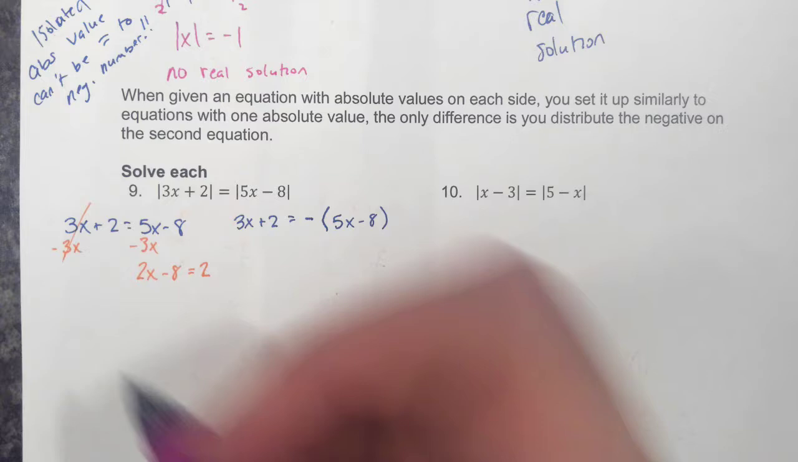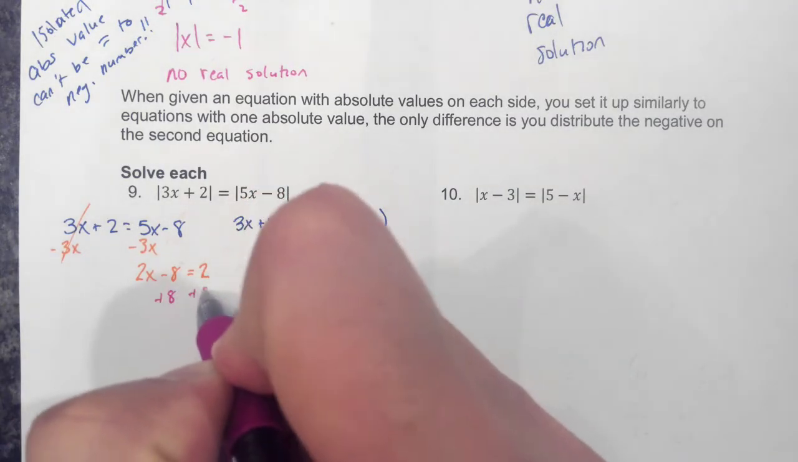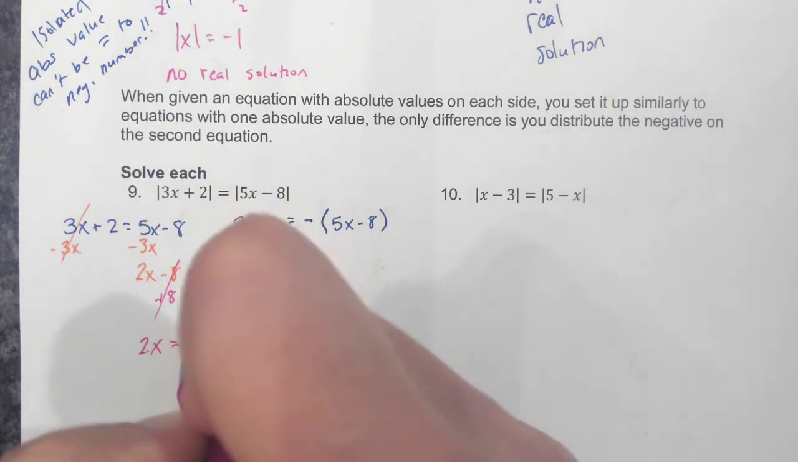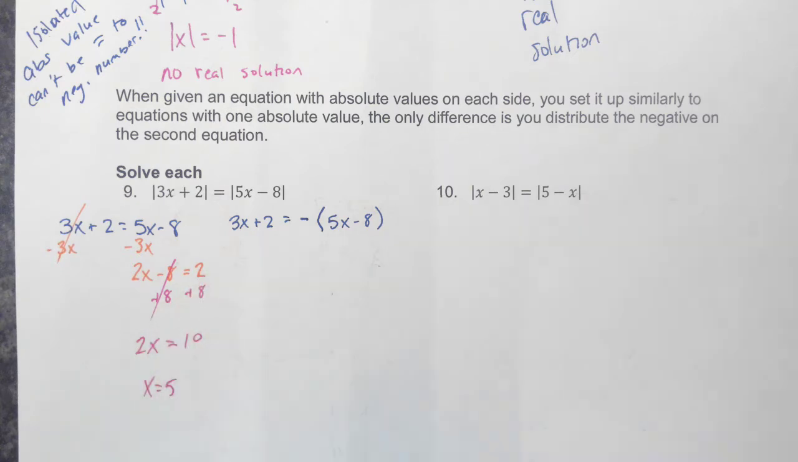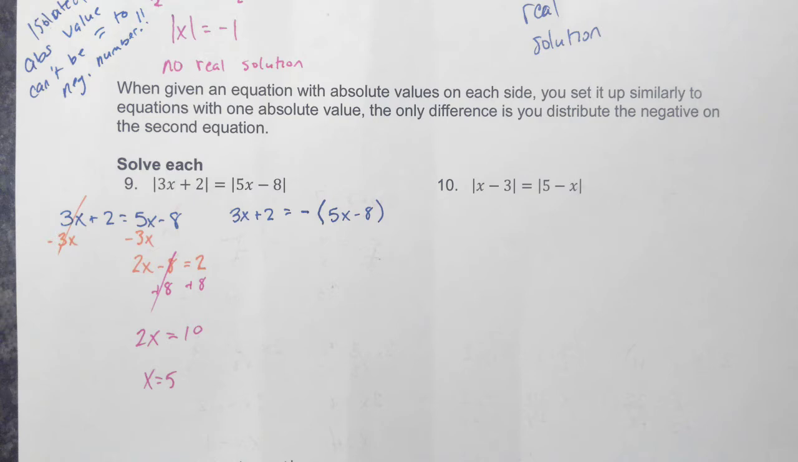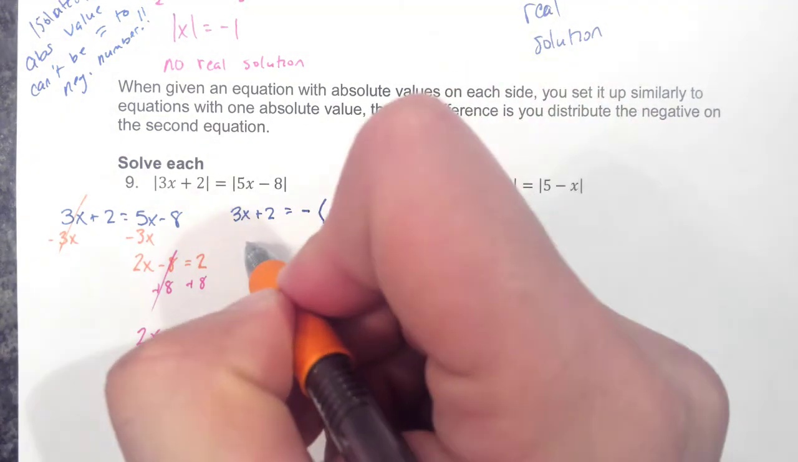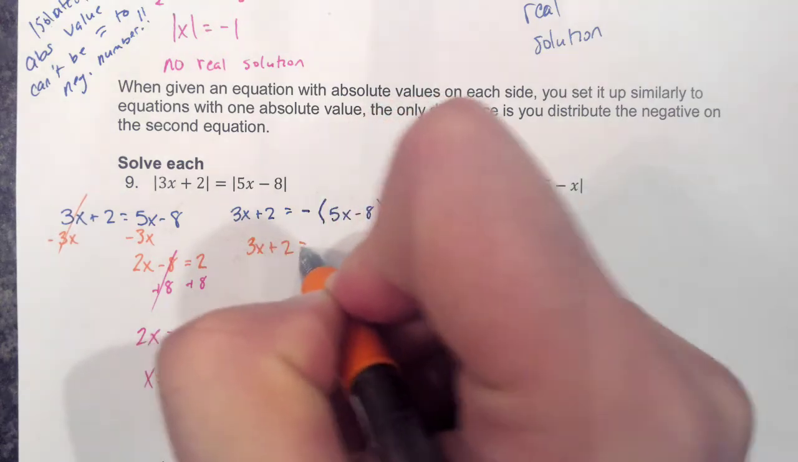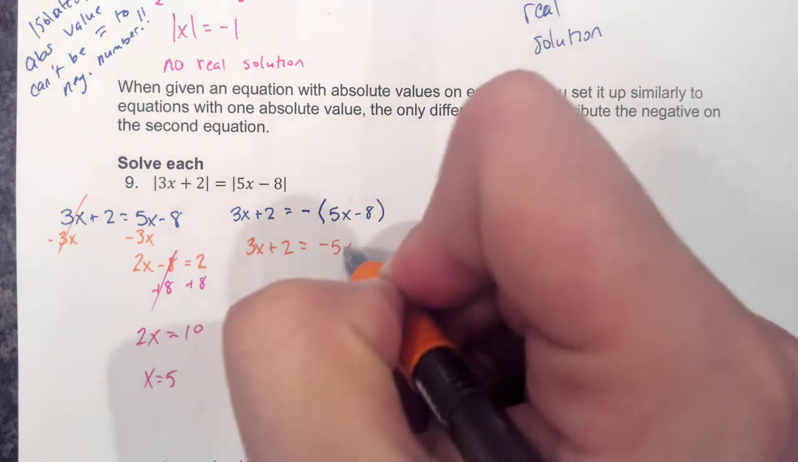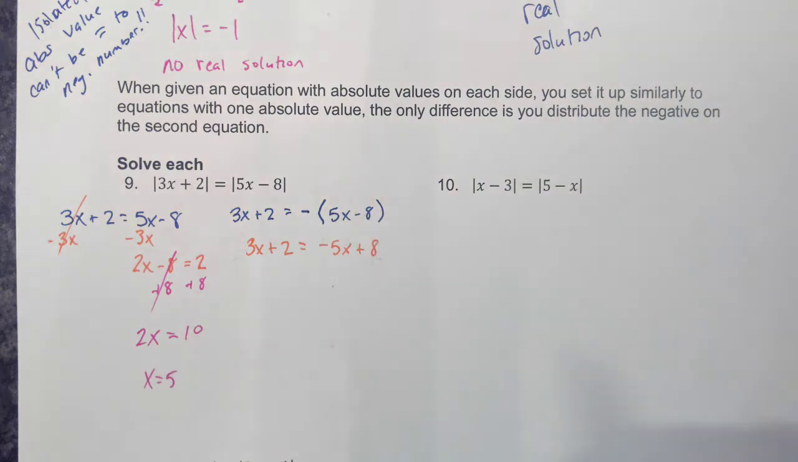Next, you would add 8. 2x equals 10. And then, of course, x is 5. Okay. Let's look at that second equation. Solve it. First, you would distribute that negative. So I would have 3x plus 2 equals negative 5x plus 8, right?